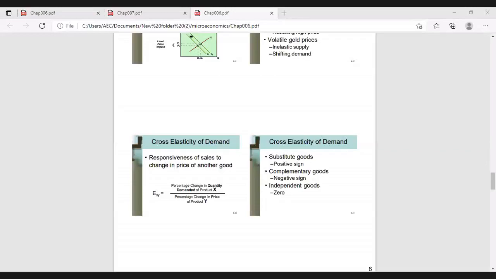Some are independent goods. The other commodity's price will not affect this particular commodity's demand, or that effect is very minimal. Then we can say both are independent commodities. Now we will see the substitute goods. If the cross elasticity of demand is positive, that means the sales of X move in the same direction as a change in the price of Y.